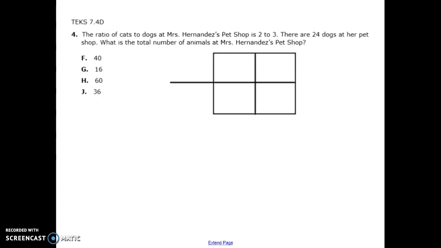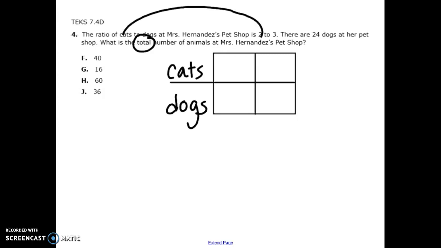For number 4. Number 4 says the ratio of cats to dogs at Mrs. Hernandez's pet shop is 2 to 3. There's 24 dogs at our pet shop. We want to know the total number of animals. So we have cats and dogs. So if they go in the same order of the ratio, cats is 2 and dogs is 3. But it says there's 24 dogs, so we'll put 24 there.